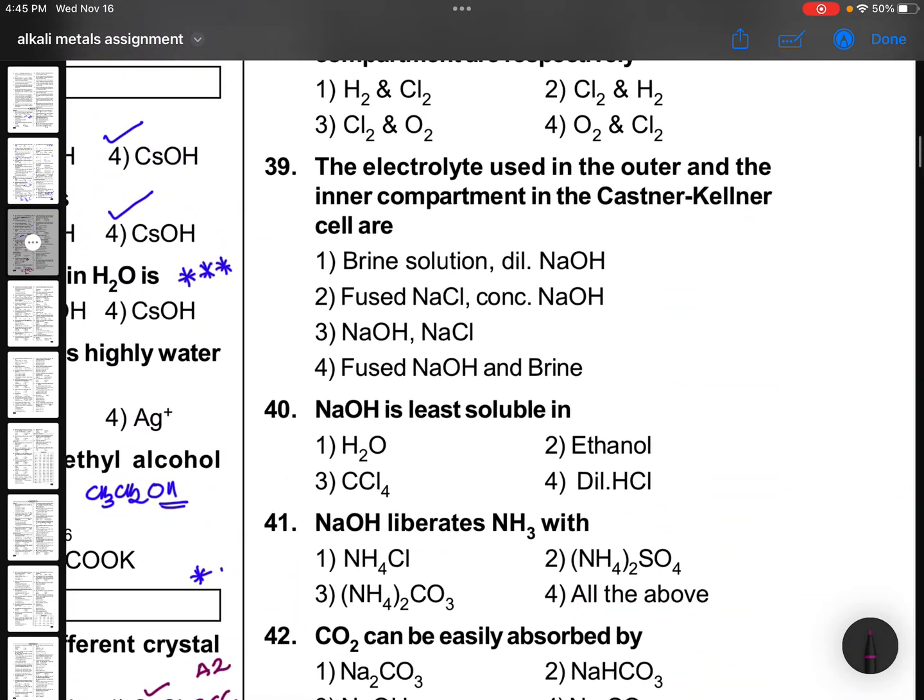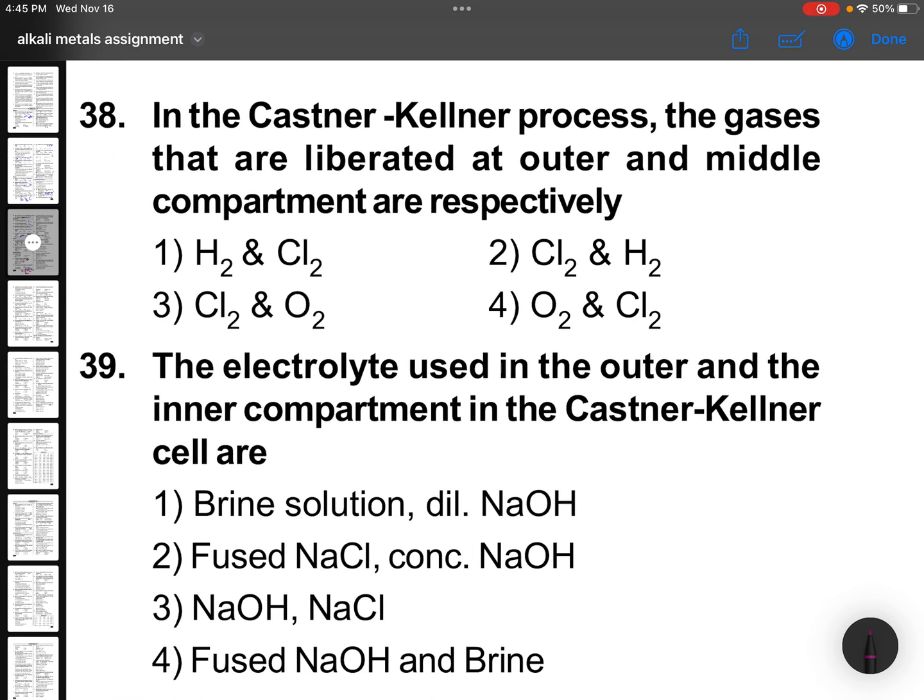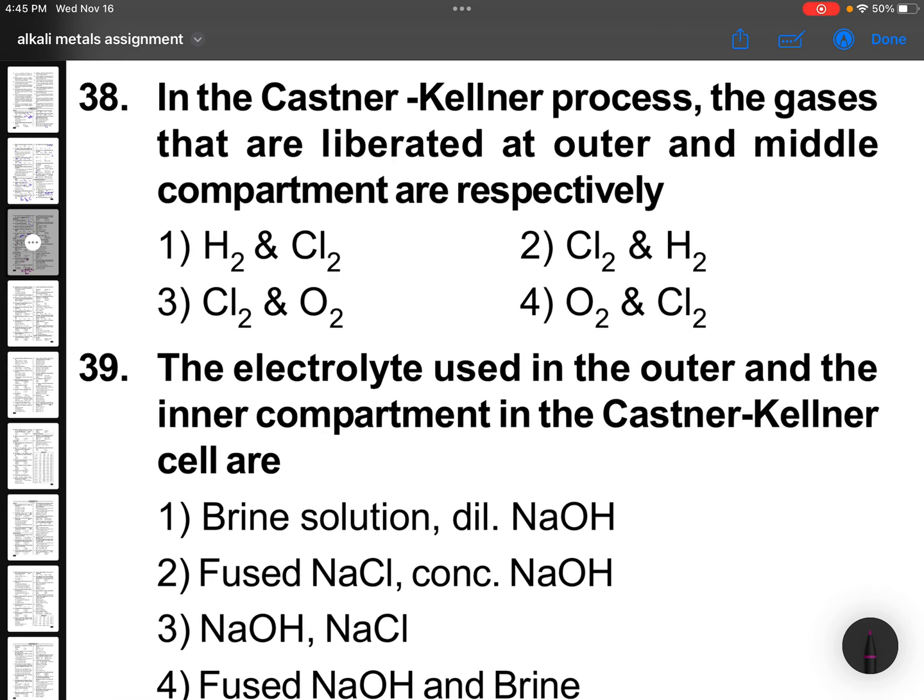Question 37 is over, coming to 38. In the Castner-Kellner process, the gases liberated at the outer and middle compartments: in the outer compartment chlorine you can take, and along with that hydrogen. So this is your right option. Same method, here mercury is flowing. The mercury functions like a cathode as well as an anode. In the outer compartments it is the cathode, in the inner compartment it is the anode, an intermediate electrode. It is like a person acting as hero as well as villain, like our Kartikeya, RX100 hero, gentleman, villain.